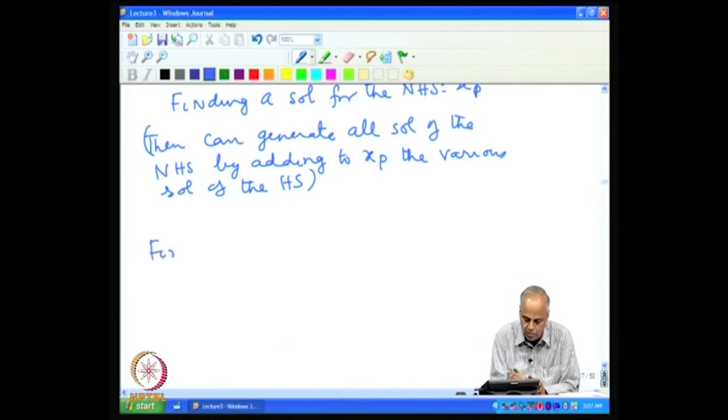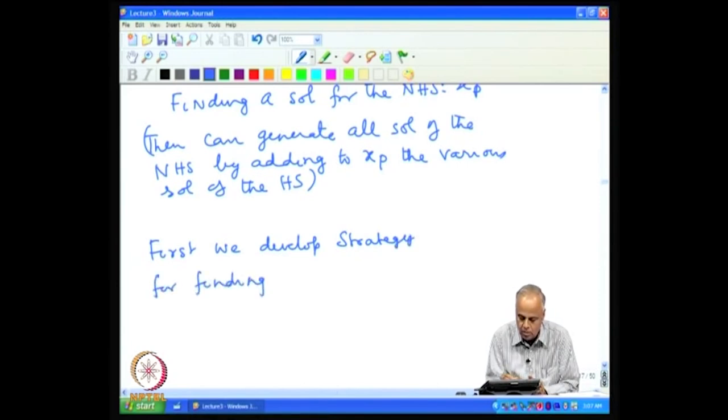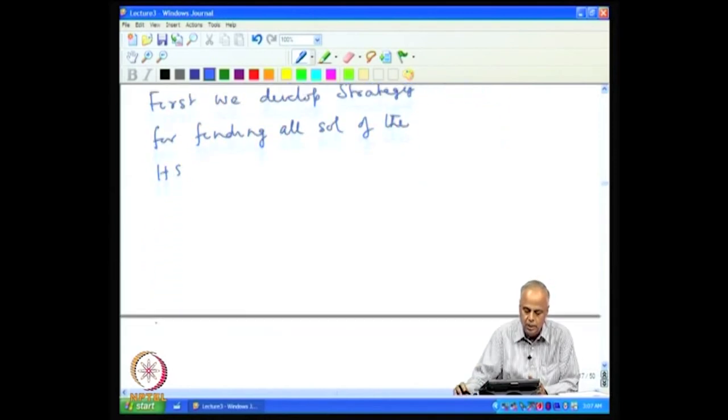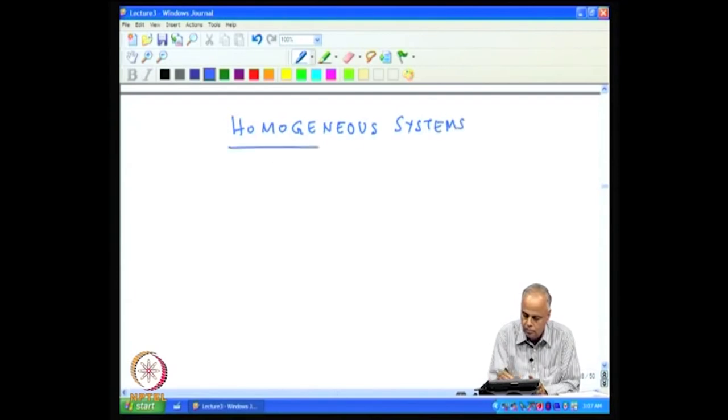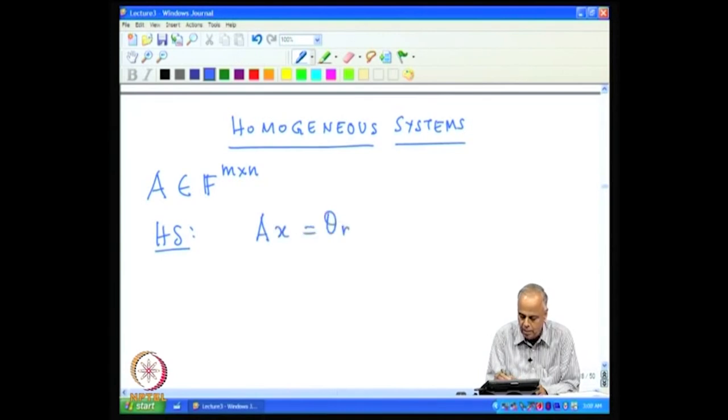So, first we develop a strategy for finding all solutions of the homogeneous system. So, the next major topic of our discussion will be homogeneous systems. So, we are given A in F m n, we look at the homogeneous system Ax equal to theta m, problem: find all solutions.